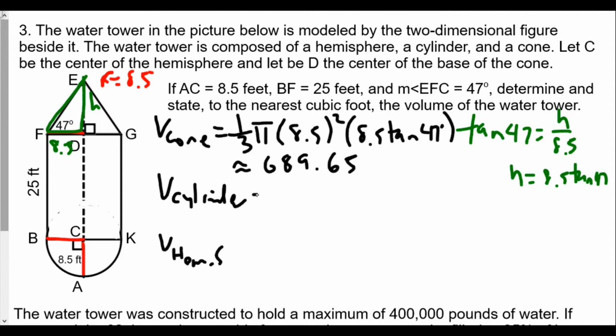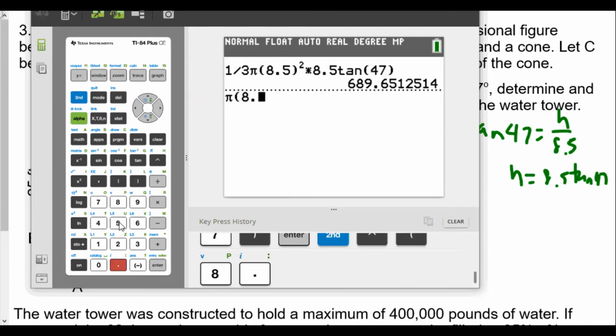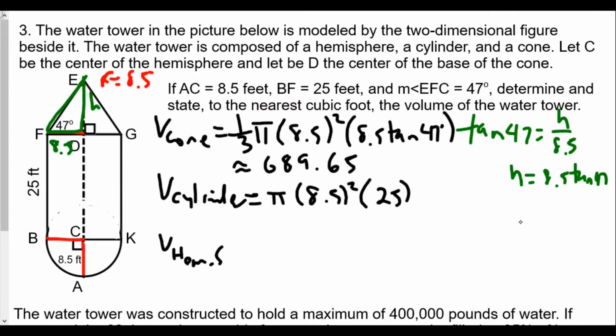And now for the cylinder. The cylinder is pi r squared times height. So again, pi times 8.5 squared times the height, which is 25. Now entering our calculator, we'll have pi times parenthesis 8.5 squared, times the height, which is 25. And we get a value of 5,674.50.